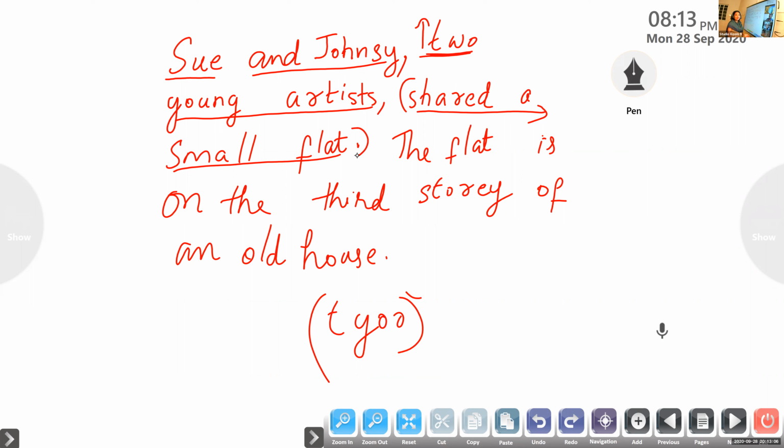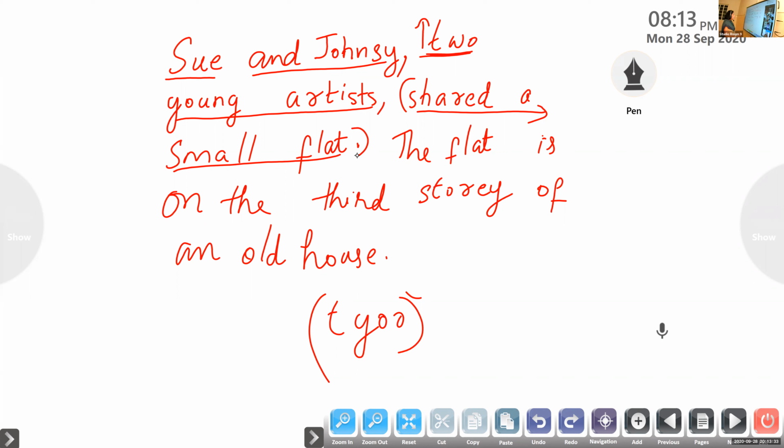Okay, yeah, I shared a small flat. Like that I can talk, right? Yeah. Angelo, try this from the beginning. Sue and John C, two young artists, shared a small flat. Perfect. I like that smooth way of saying it. Okay, Roshan. Sue and John C, two young artists, shared a small flat.